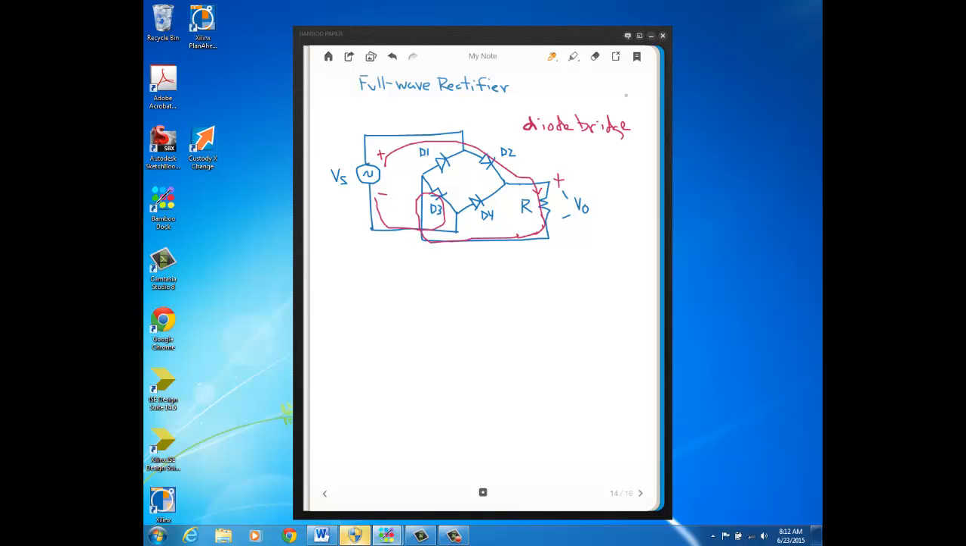Okay, so we'll use a different color here because I'm going to be on the same diagram. So during the negative half cycle, the polarity of the voltage reverses. Okay, so now current's going to flow out the bottom end of the source and get back to the top end.